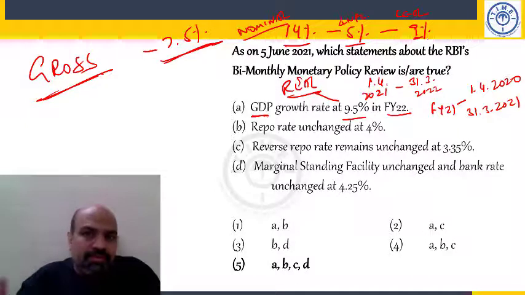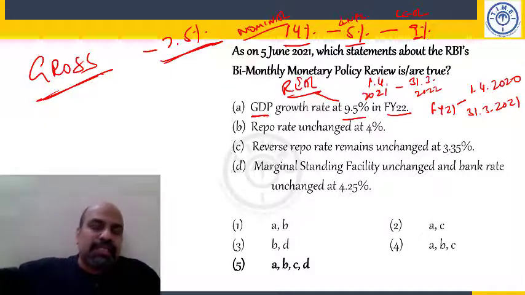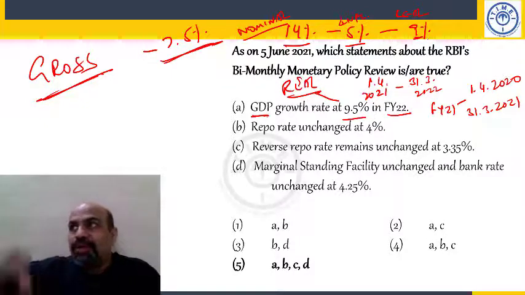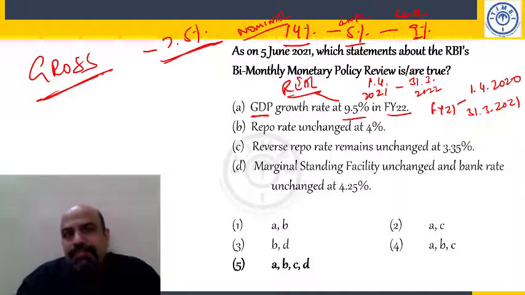So with EMIs, there is no other source of income to pay them off, so people would default. That would lead to an increase in the NPAs of banks. You look at how it impacts everyone.